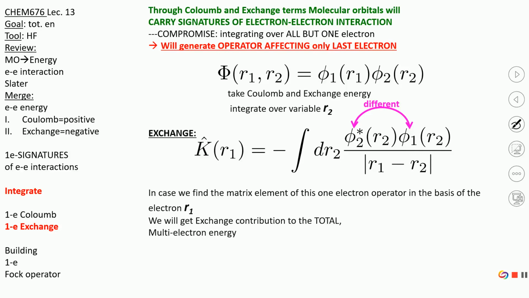If you try to do the same thing for the exchange, the integration only over R2, there will be different R2 here, R2 there, but different orbitals. And in the minus sign.